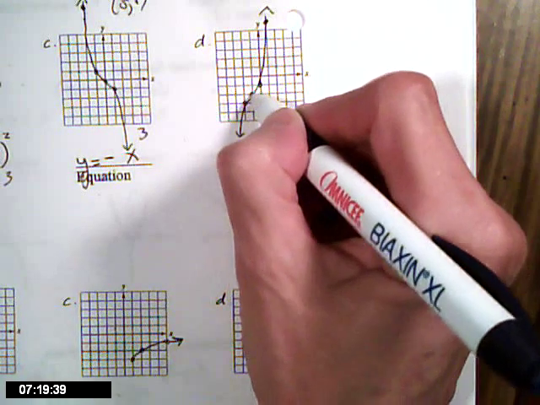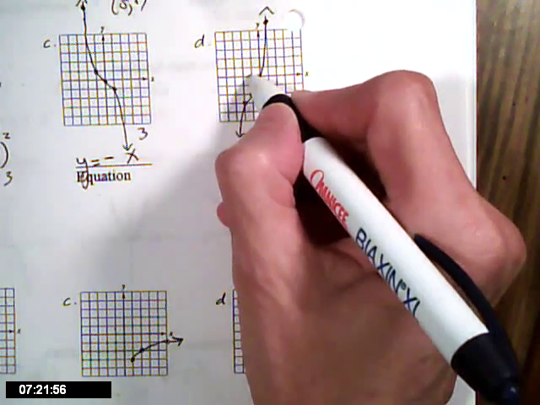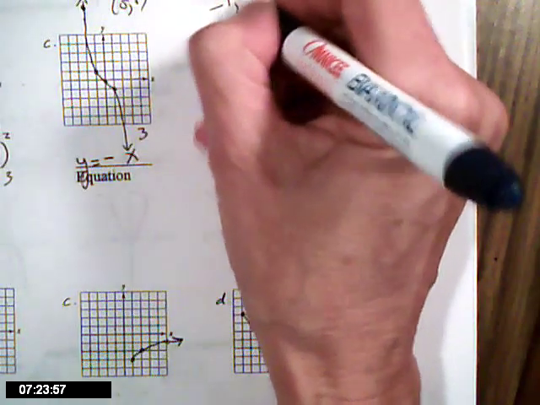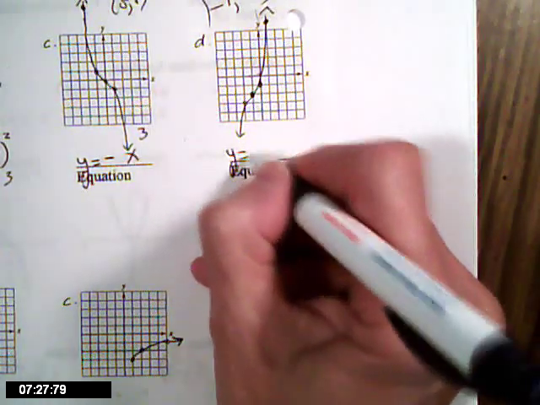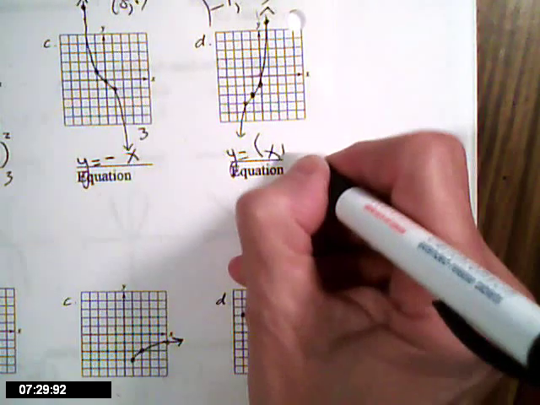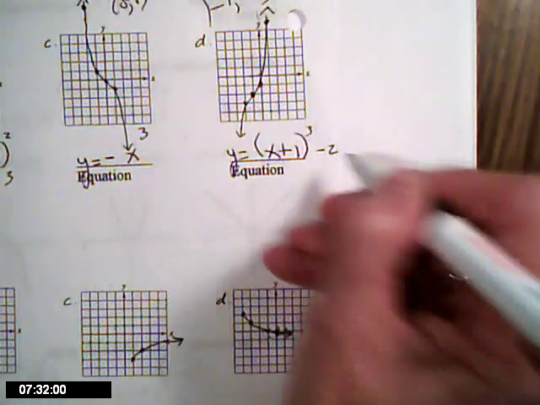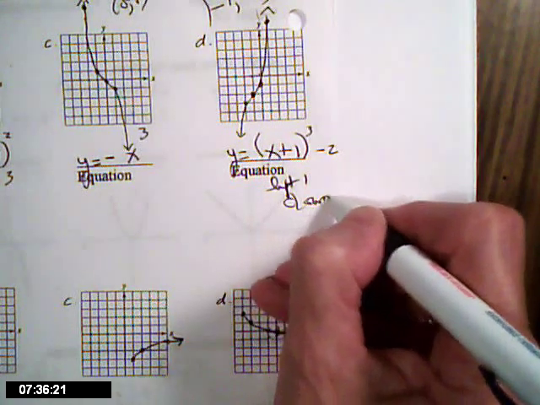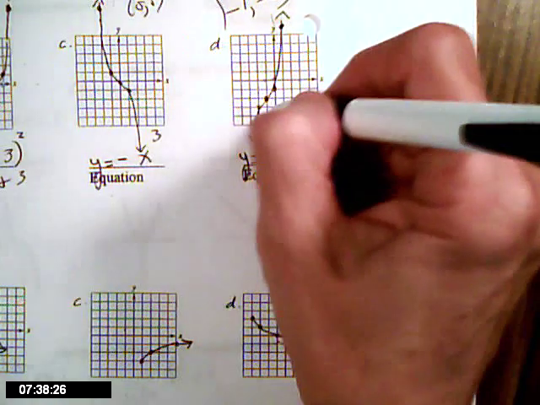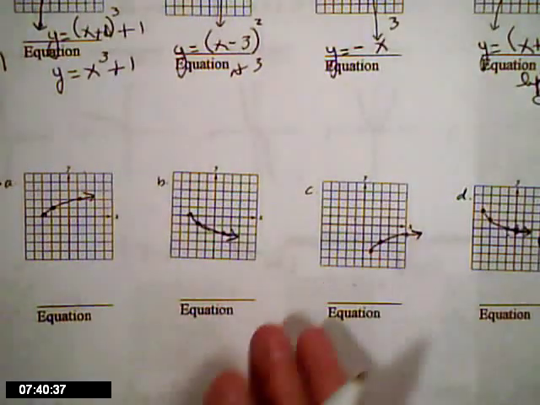Alright, this graph, our point is negative 1, negative 2. It is increasing, so it will have a positive. It'll be x plus 1 cubed minus 2. It's moved left 1 and down 2. Notice that it is increasing.